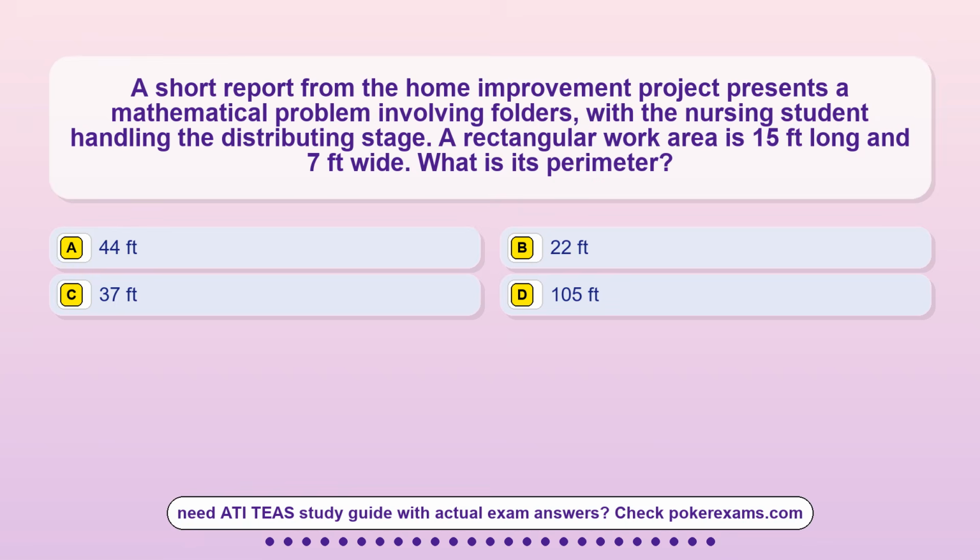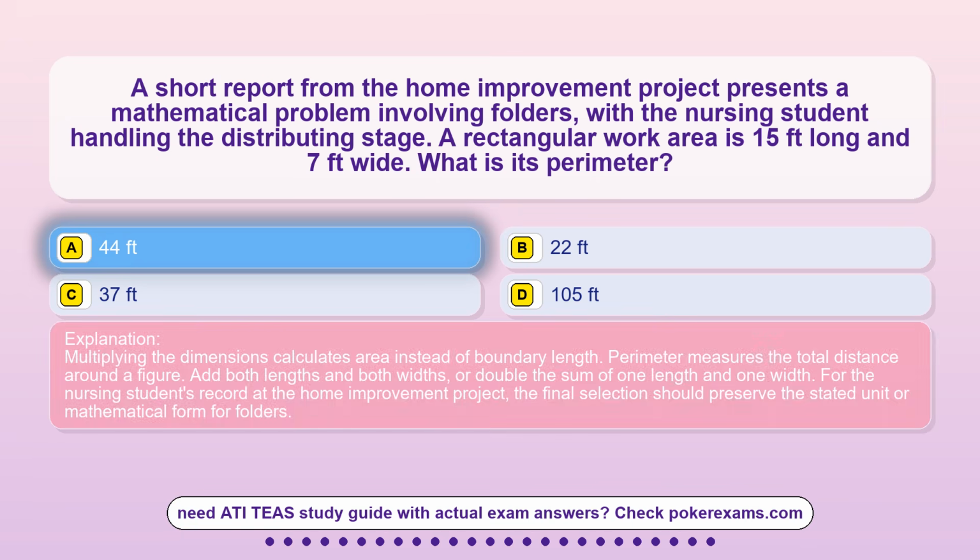A short report from the Home Improvement Project presents a mathematical problem involving folders, with the nursing student handling the distributing stage. A rectangular work area is 15 feet long and 7 feet wide. What is its perimeter? Option A, 44 feet. Option B, 22 feet. Option C, 37 feet. Option D, 105 feet. The correct answer is option A, 44 feet.